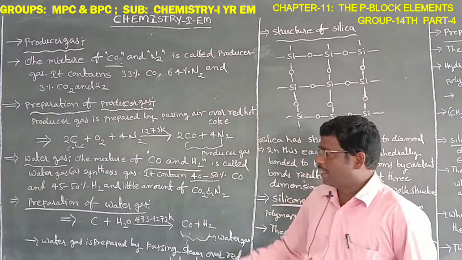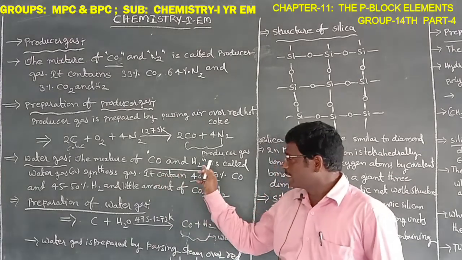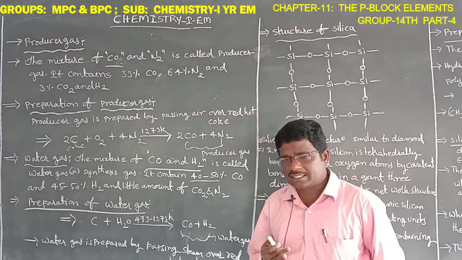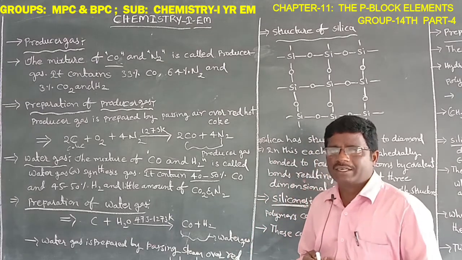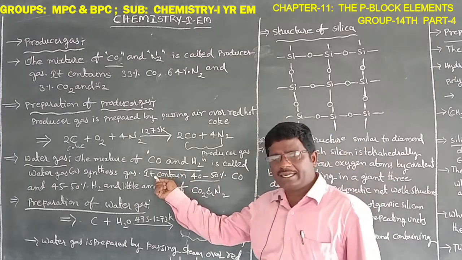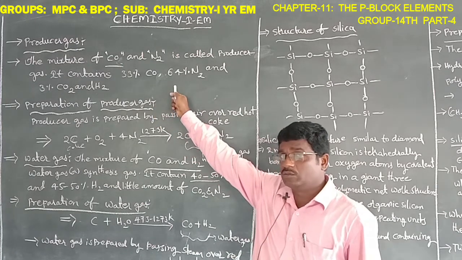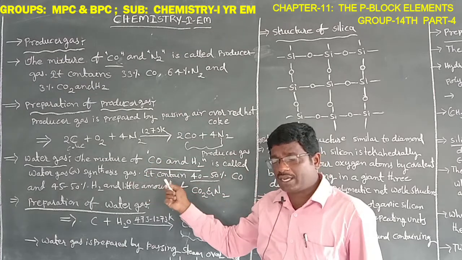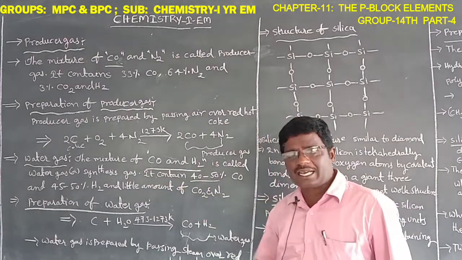Next, water gas. What is water gas? The mixture of carbon monoxide and hydrogen gas is called water gas. It is also called syn gas, synthesis gas or blue gas, because it burns with a blue color. The mixture of carbon monoxide and nitrogen, N2, is called producer gas, but the mixture of carbon monoxide and hydrogen gas is called water gas, synthesis gas, syn gas or blue gas.